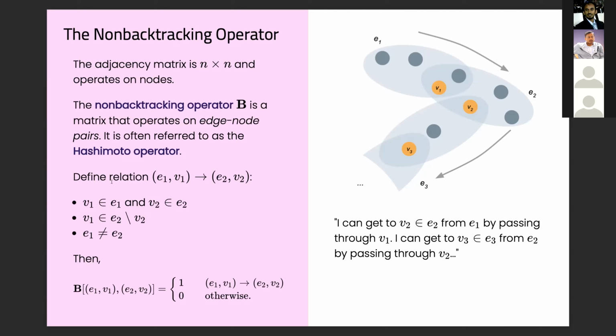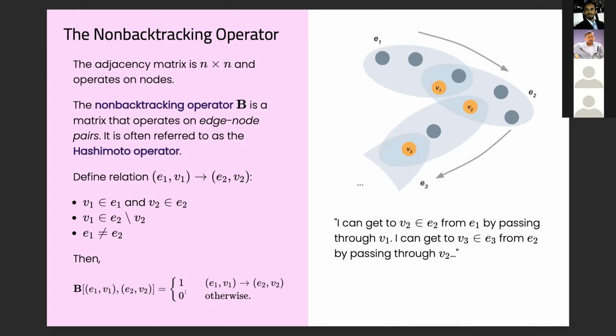So to introduce this matrix, let me first define a relation, which I'll refer to as points to. So the pairing edge 1 and node V1 points to edge 2 and node V2 if V1 is in edge 1, V2 is in edge 2, V1 is in edge 2 and is not equal to V2, and those two edges are not entirely equal. The way to think about this points to relation is, here's an example, I can get to V2 in edge 2 from edge 1 by passing through V1. I can get to V3 in edge 3 from edge 2 by passing through V2. So you can see that these edges are never the same, the nodes that we pass to are never the same, but this is giving us a walk structure through our hypergraph.